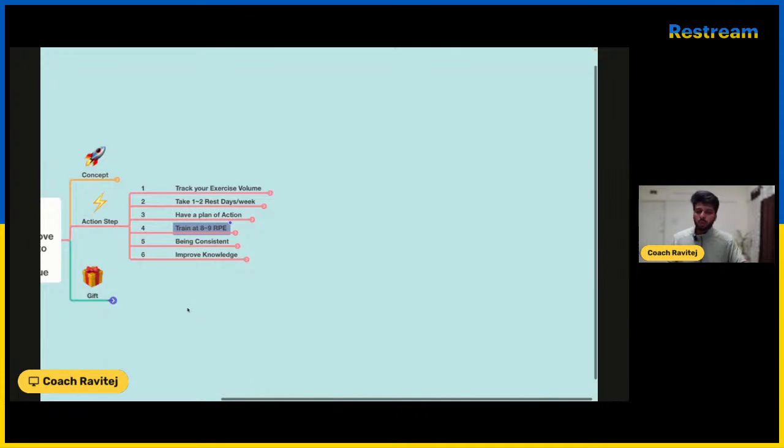Fourth one is train at 8 to 9 RPE. I explained you at least 2 repetitions or 1 repetition still there in your tank. That's how you're going to push yourself. Okay, not at 100%, but at 80 to 90%. Being consistent is very important, because that is where your results are going to start compounding. Okay, if you say that out of 30 days, just 15 days I'm going to do, remaining 15 days I'll not do anything. No, that doesn't work. So compounding happens when you are being consistent over a period of time. Okay, and improve your knowledge. That will definitely give you an edge, and that will help you in long term.